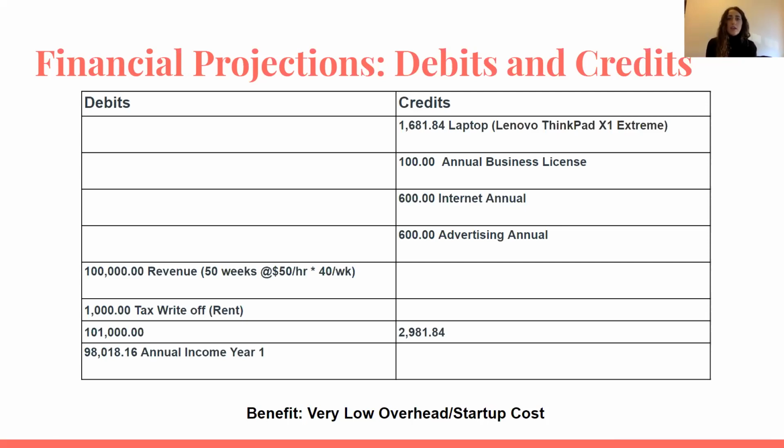And then with our credits, just providing the laptops and computers that we need, which range from around $1,600. We'll have to keep up an annual business license. Obviously, we're going to need internet, so we put that annual fee in, and then we focused a lot on our advertising, so we have a budget for the type of advertising that we'll be using. Next slide.